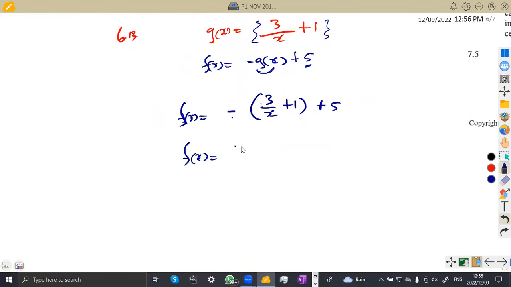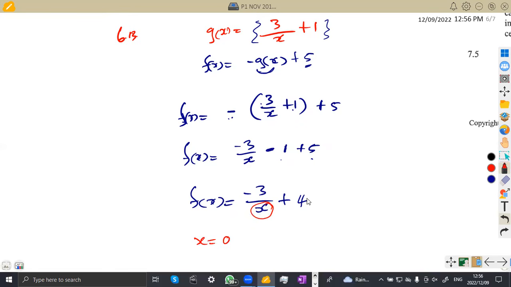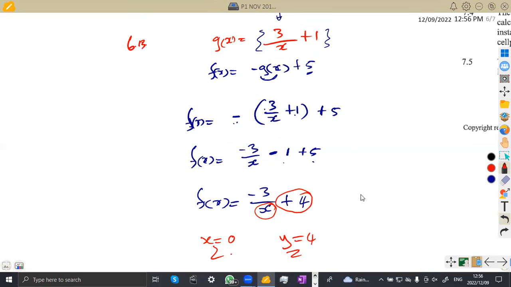Multiply by negative, it is going to be negative 3 over x. Multiply by negative on positive 1 is going to be negative 1, plus 5. So that means f(x) is going to be negative 3 over x, negative 1 plus 5, that's a positive 4. So we now have a new equation representing a hyperbola where our asymptotes are x equal to 0, and for y, we take the value of 4 as it is, which is y is equal to 4. Those are the new equations for the asymptotes.